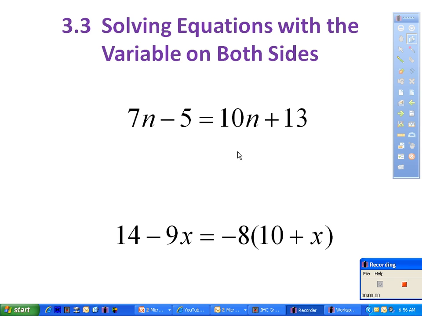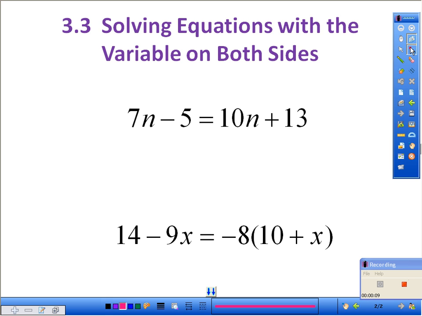In Lesson 3.3, we learned how to solve equations that have a variable on both sides of the equal sign. Let's take a look at this first example to remind ourselves how to do that. When you're solving an equation that has a variable on both sides, what you need to do is get all the variables either to the left or right side of the equal sign and all the constants to the other side of the equal sign.